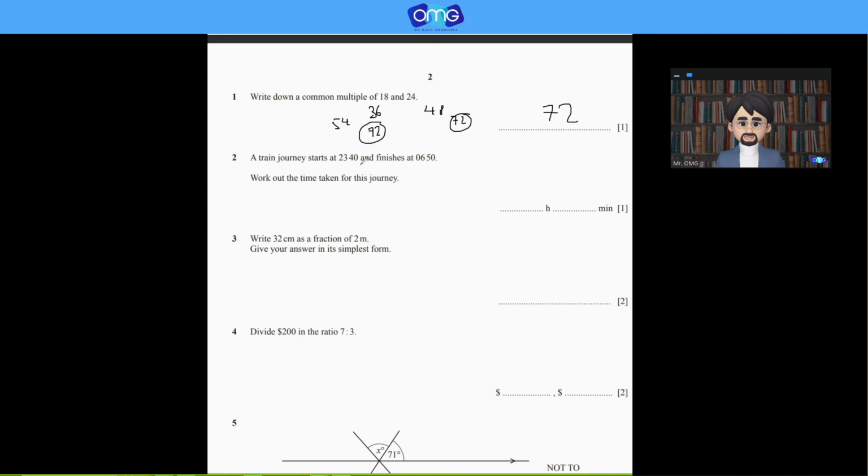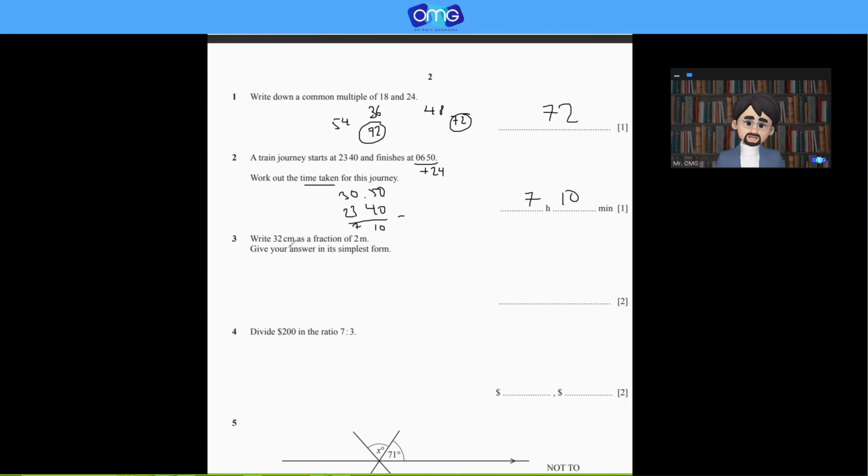Number 2, how long is the time taken for this journey? Okay, so to make this easy, let's add 24 because this is the next day. So this is 30:50 minus 23:40, which is 7 hours 10 minutes, and that's the answer.